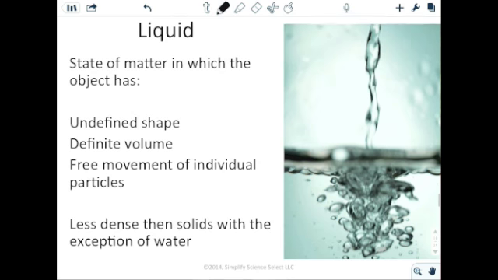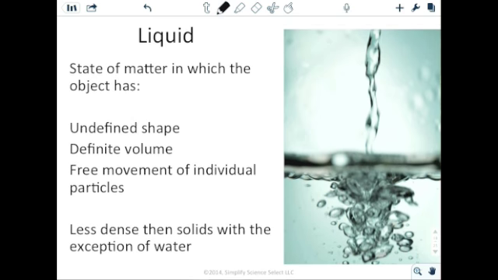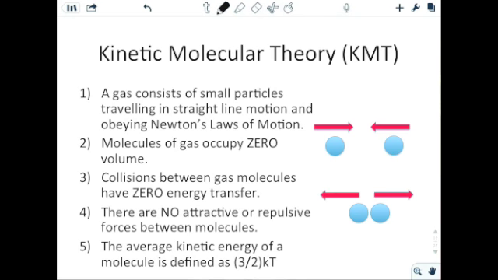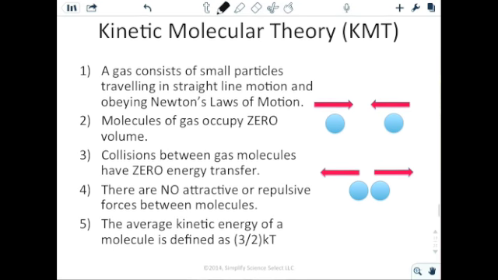Then we have liquid, and that is a state of matter in which objects have an undefined shape, and we have a definite volume. And so that's where we have free movement of individual particles. It's less dense than the solid state, with, of course, the exception of water. And the next one I know you're thinking about is gas, so solid, liquid, gas.